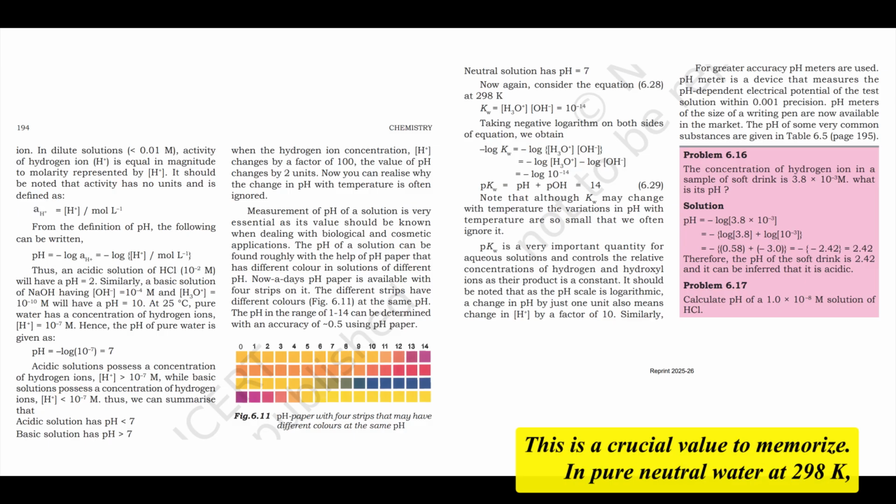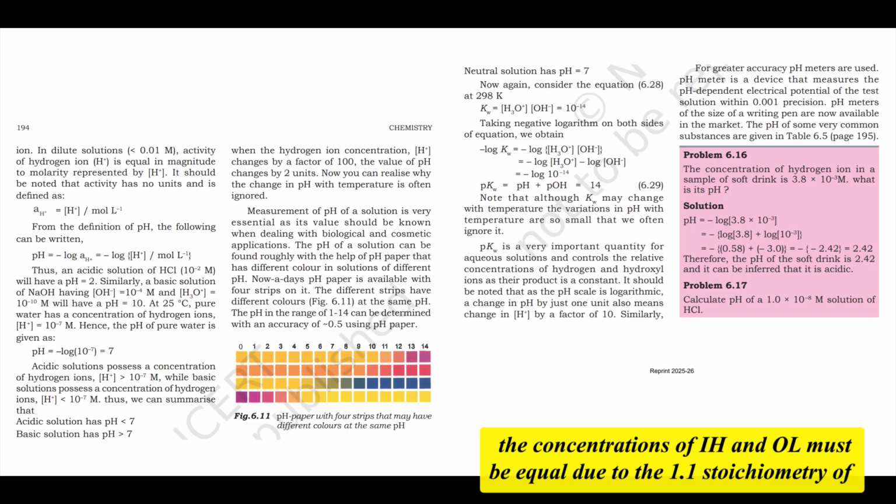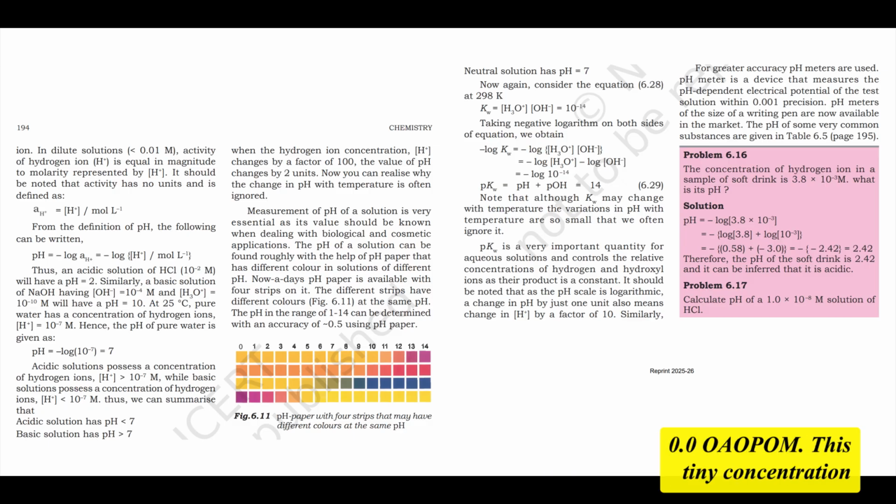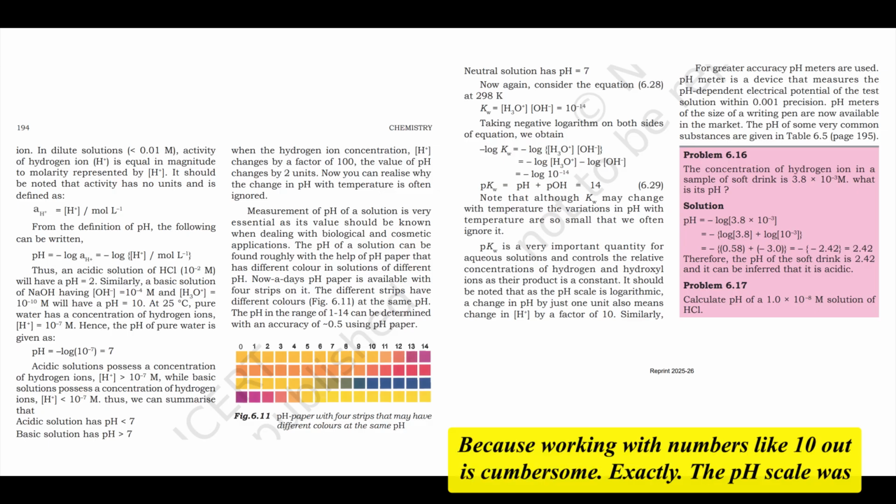In pure neutral water at 298 K, the concentrations of H+ and OH− must be equal due to the 1:1 stoichiometry of autoionization. So [H+] = [OH−] = 1.0 × 10^-7 M. This tiny concentration is why pure water is a very poor conductor of electricity. And this directly leads to the pH scale, right? Because working with numbers like 10^-7 is cumbersome.